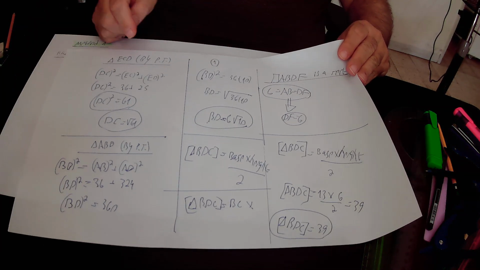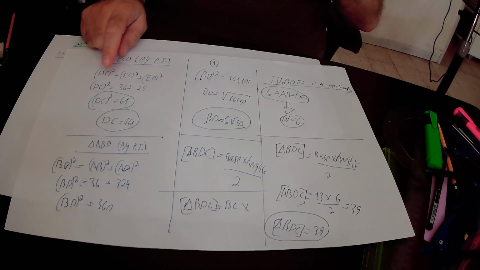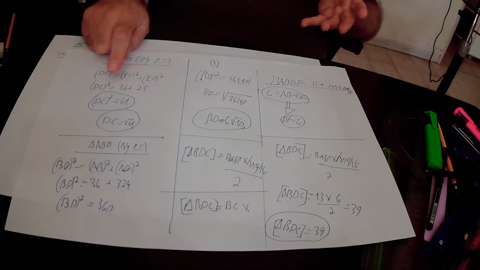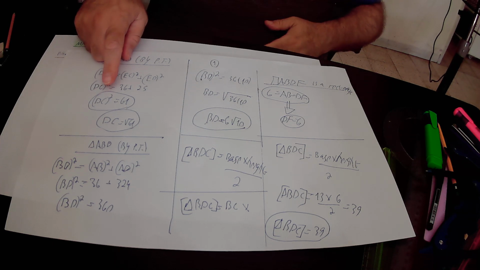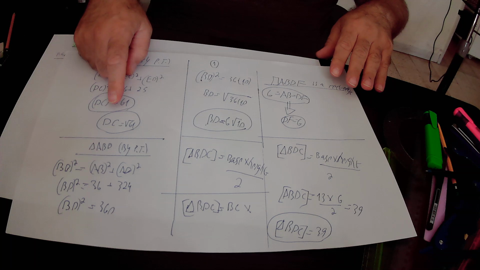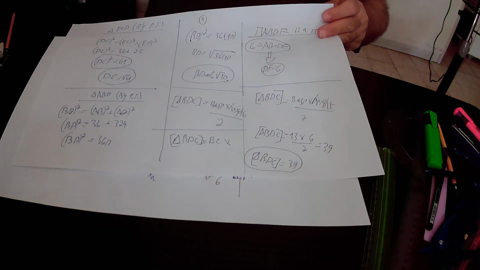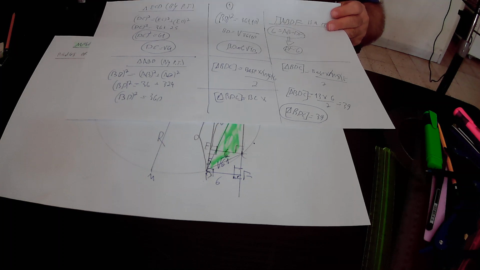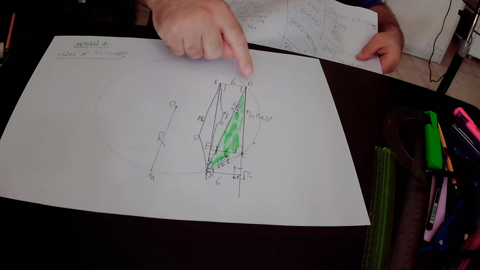In conclusion, we found out that DC square equals 36 plus 25. 36 plus 25 is 61. That is to say, DC square equals 61. We took a root of this equation and found out that DC, the hypotenuse DC, equals the square root of 61 units. Then we joined points B and D together by a straight line.